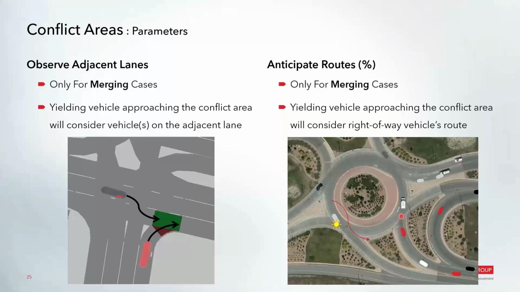For example, this red vehicle that's going to be entering the conflict area will look ahead and see whether this vehicle is going to keep going into the roundabout or if it's just going to turn off and not come into conflict with them at all. So those vehicles will be able to proceed a bit sooner, whereas if they didn't know the route, they would assume the other vehicle was coming that way and would maybe wait a bit longer than needed in those cases.